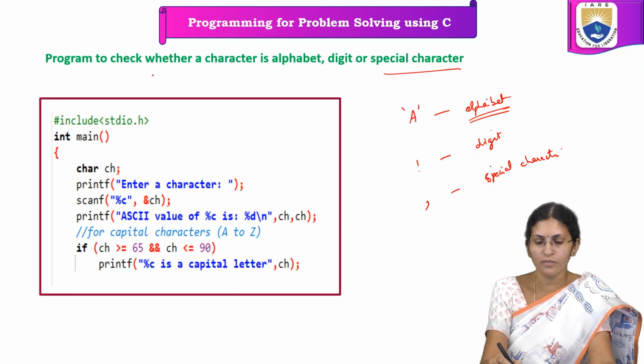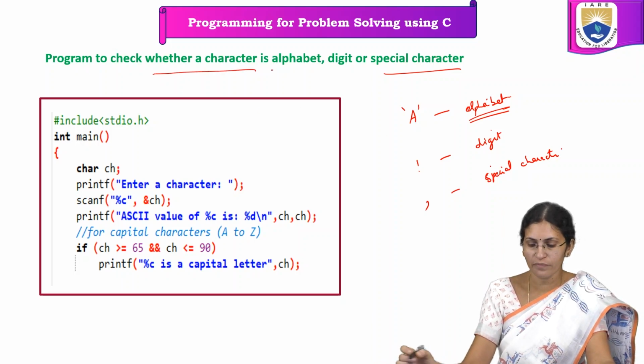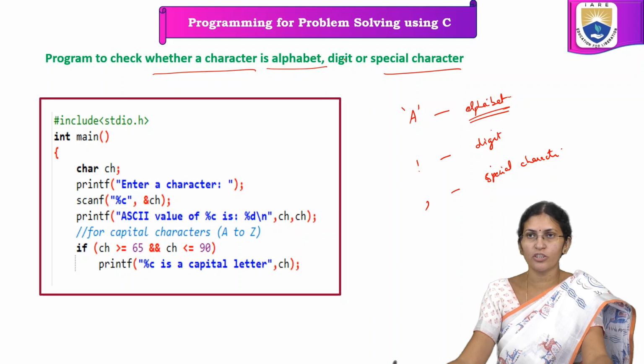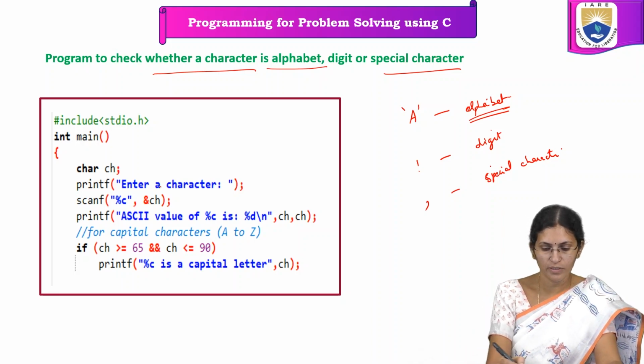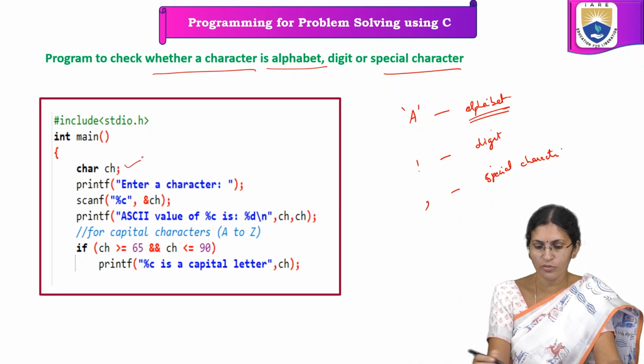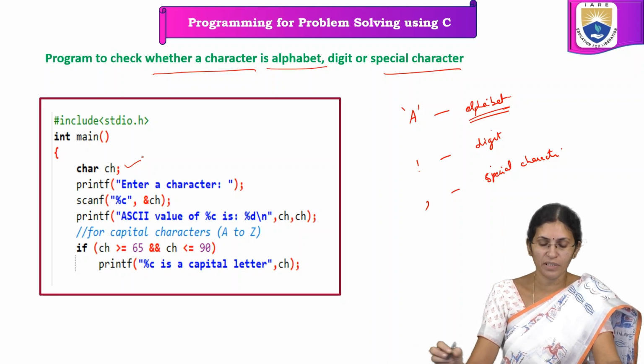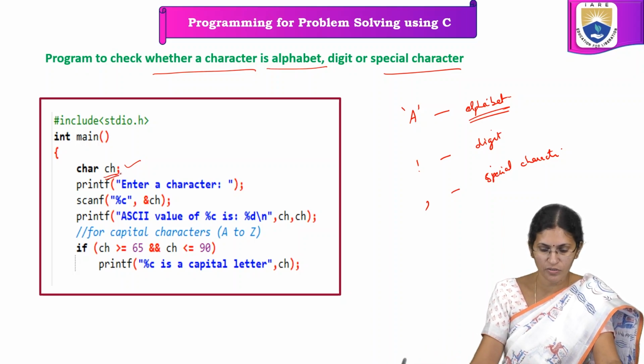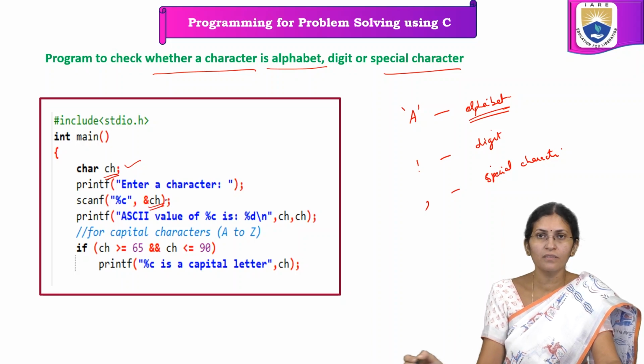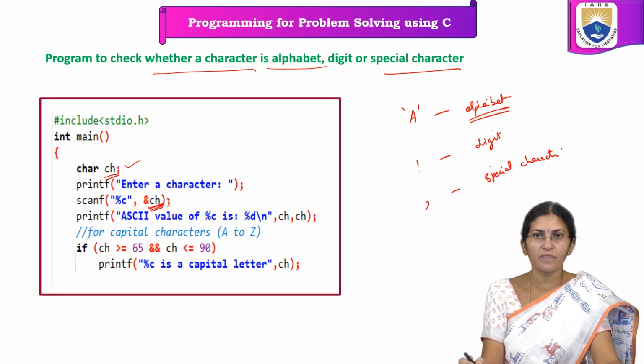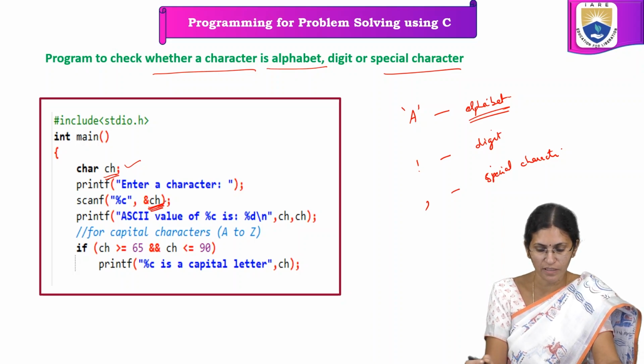So this is what we are writing the program for, to check whether the given character is alphabet, digit or special character. These are the statements. First, we need to declare a variable of type character. Name of the variable is ch, and the value is read into the variable ch at the address specified by ch. And this is a character value. That's why we have used %c as the format specifier.